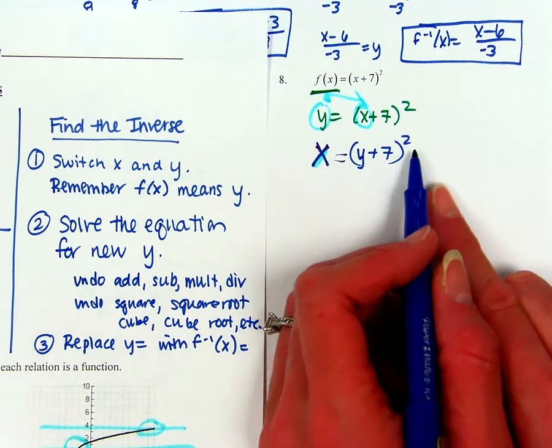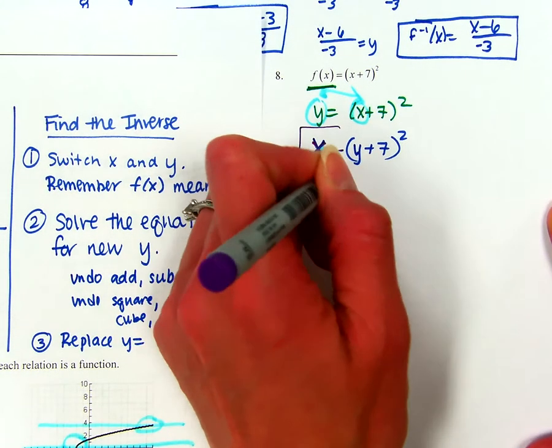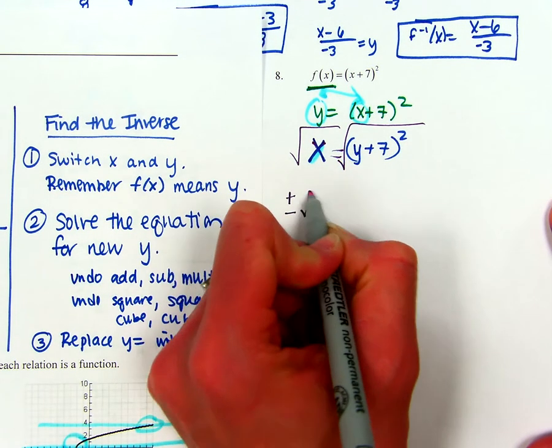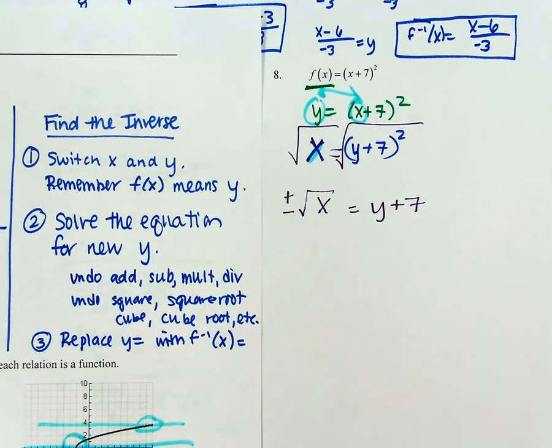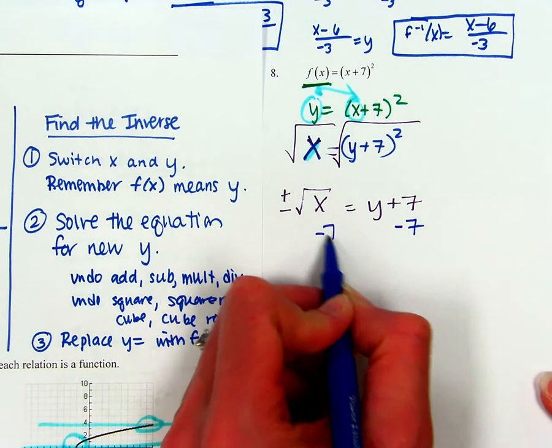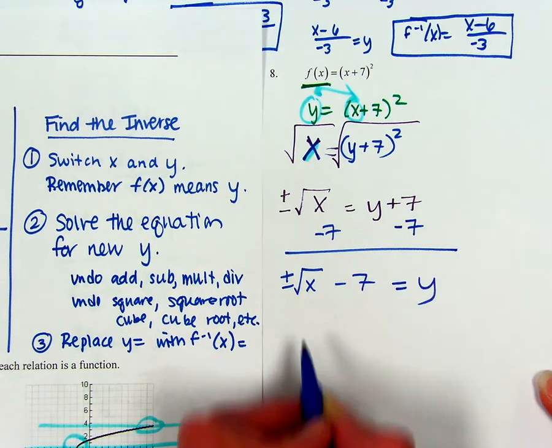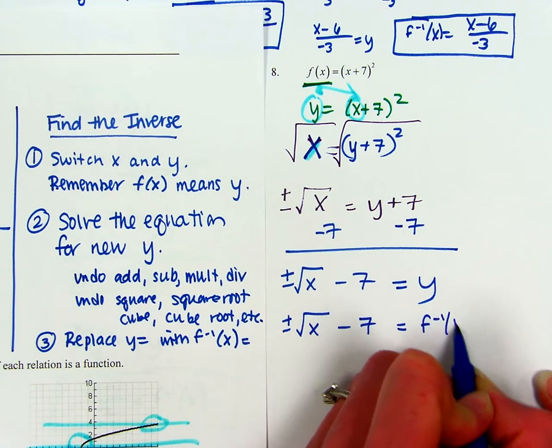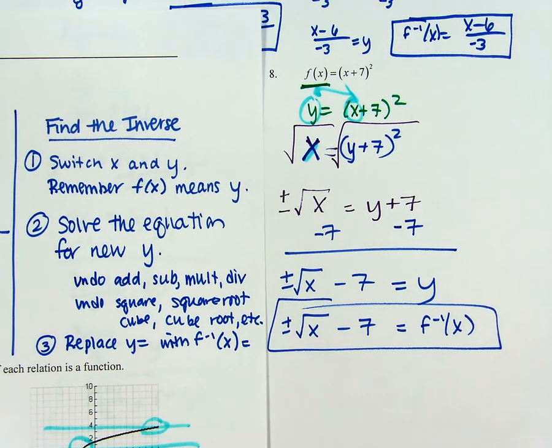So if I want to undo a square, what's the opposite of squaring something? Well, you square root something. However, if you square root something, you have to say it's plus or minus whatever that is. Okay, so the square and the square root cancel, so you're left with just y plus 7. Is y all by itself? No. So we're going to subtract 7. So we have plus or minus square root of x minus 7 equals y. We're just going to replace this with the symbol for inverse of f of x.